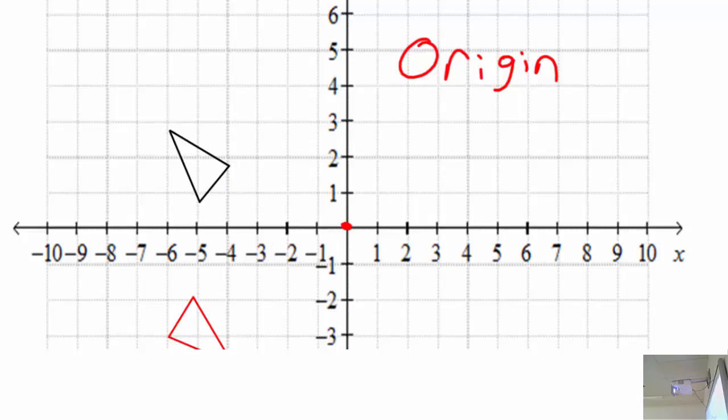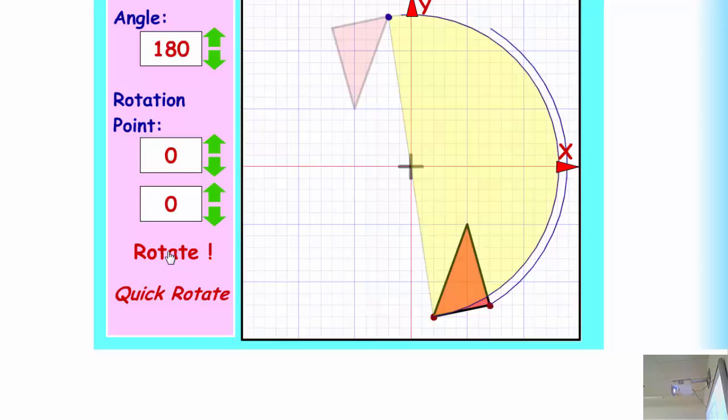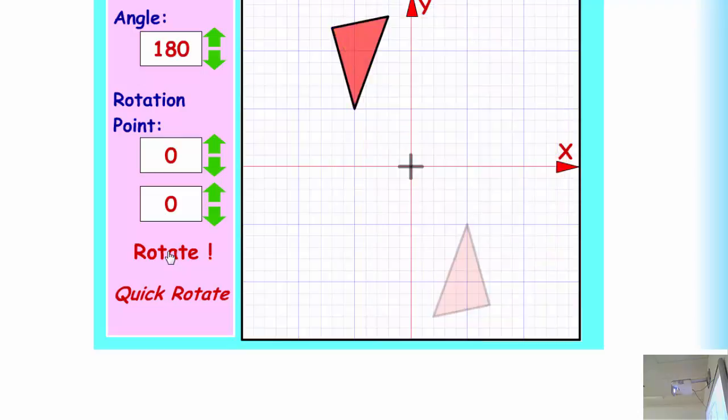So I have a website where we can see how the rotation works. Right now the origin is right over here. This is the origin, the 0 point. That's where the rotation will be centered from. And here is a triangle. Let's rotate this with 180 degrees. As you can see, it is rotating 180 degrees, all three corners. And that's what is going to happen to the shape.